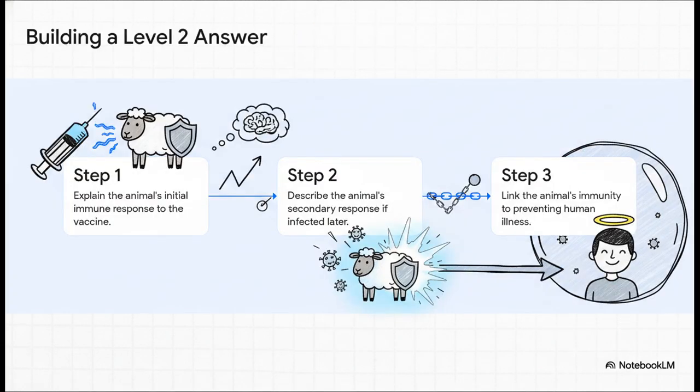So, a top-level answer needs a really clear logical flow. Think of it like you're telling a story in 3 parts. First, you talk about the initial vaccination. Then you describe what happens if the animal gets infected for real, that secondary response. And finally, you have to make that all-important link to how it protects us humans.